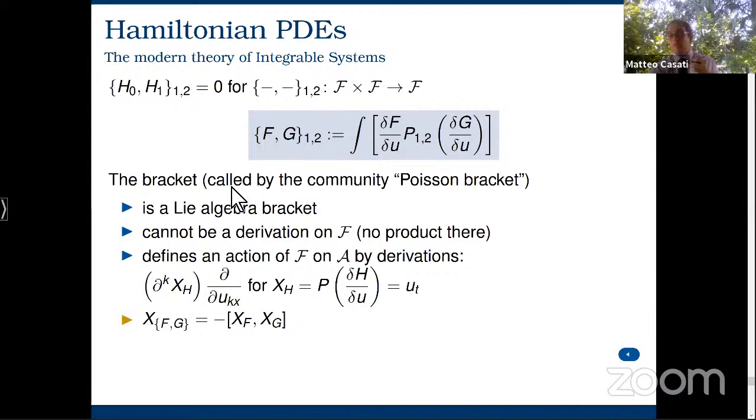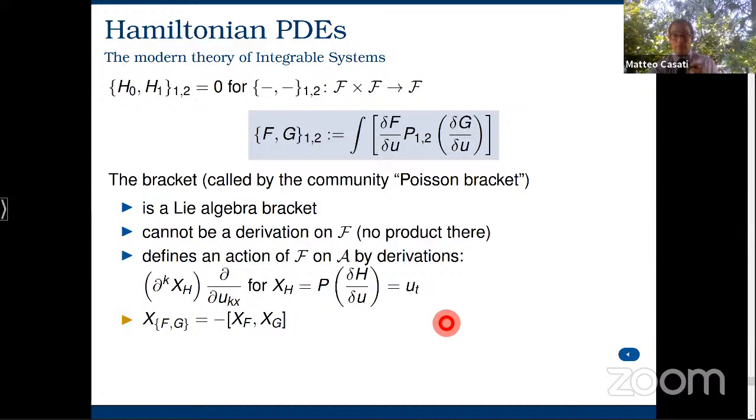And this bracket here on the space of local functionals, this is something that I'd like to stress, is a Lie algebra bracket, but cannot be a derivation of the space of local functionals, because the space of local functionals is not an algebra. There is not a well-defined product on it. And yet it defines an action of the local functionals on the space of local densities by derivations, basically defines the equation of motion by the formulae I showed before.